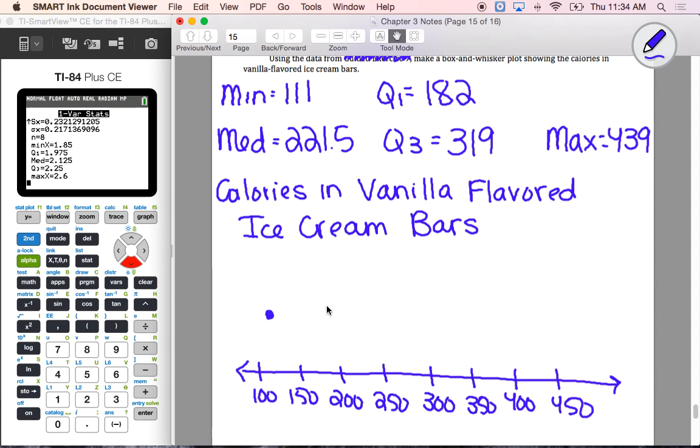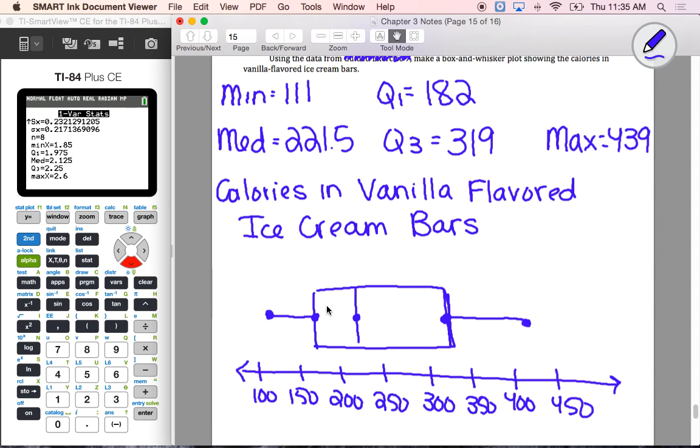First quartile is 182. So we're going to do 182. Then I've got 221.5, 319, and 439. Again, dots don't have to be perfect. Now what you're going to do is connect your outside 2 dots. Those are your whiskers. Now we're going to draw a box. That includes your other 2 points. So the box should go around those 2 points.